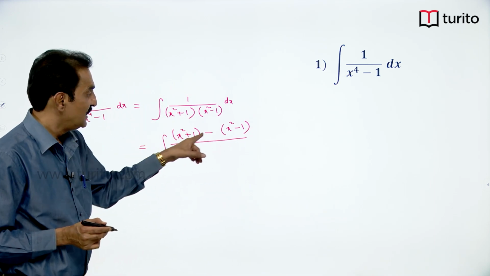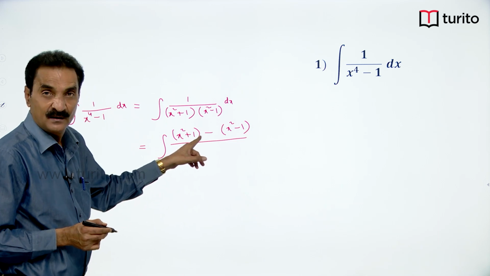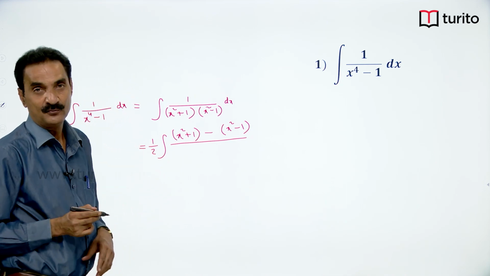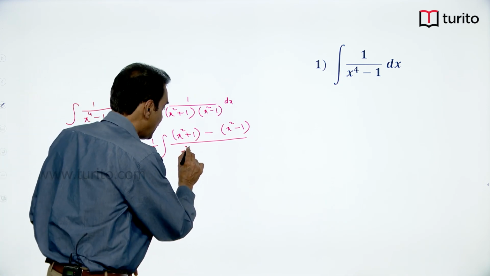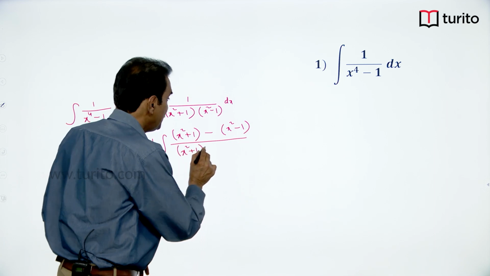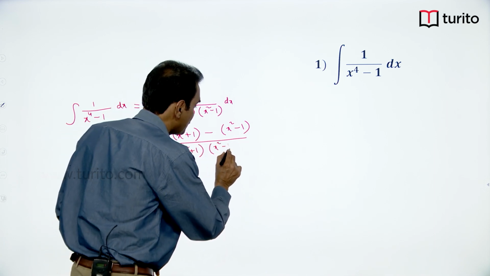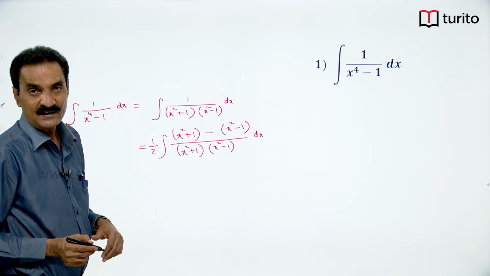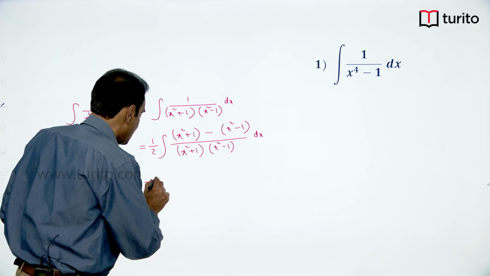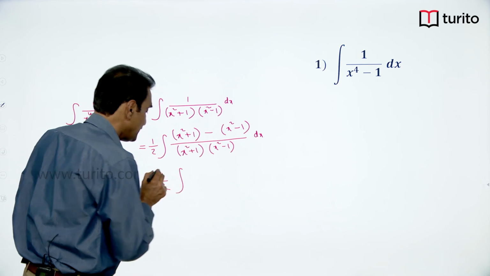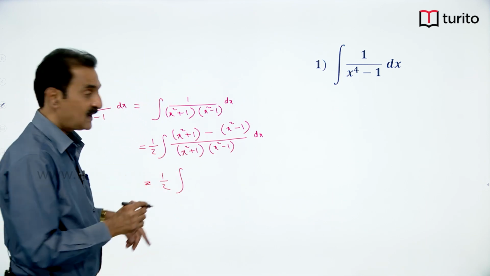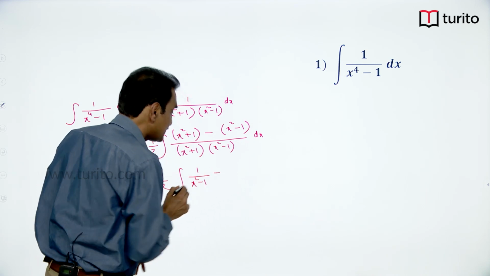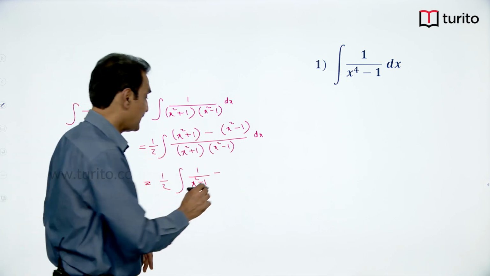But what is the value now? This minus this is 2, but it is 1 only. So, we have to divide by 2, into 1 by 2 by x square plus 1 into x square minus 1 dx. Now, separating the denominator, you will get 1 by 2 into integral, this by this, 1 by x square minus 1, minus this by this, 1 by x square plus 1.